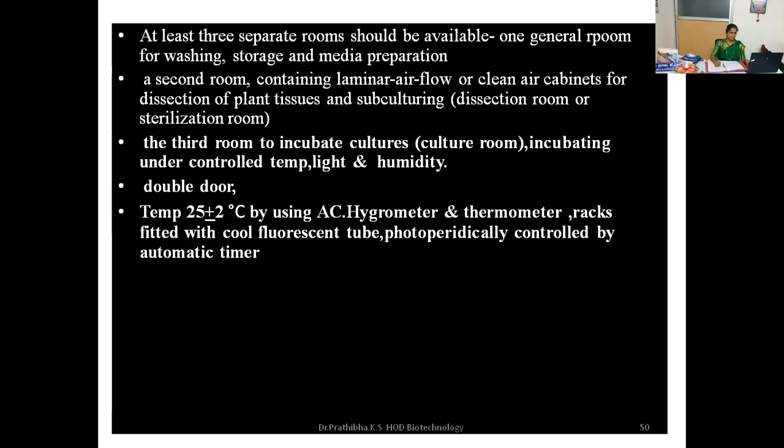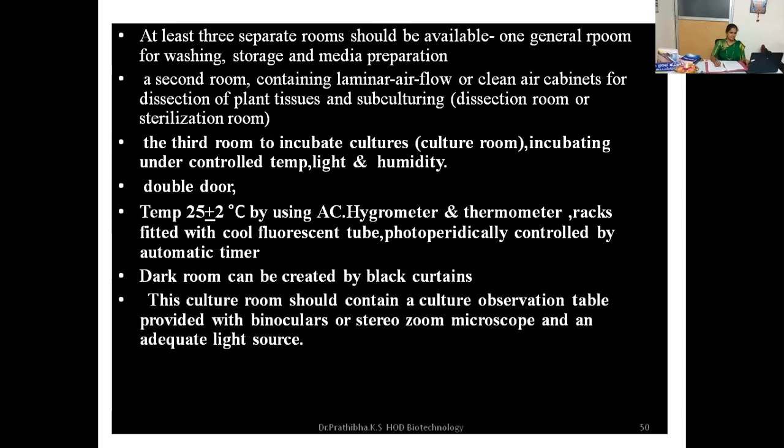Then there are racks fitted with cool fluorescent tubes, and these racks are fitted with a photoperiodically controlled automatic timer. In some cases in the tissue culture lab, we need a dark room. This dark room can be created by using black curtains.